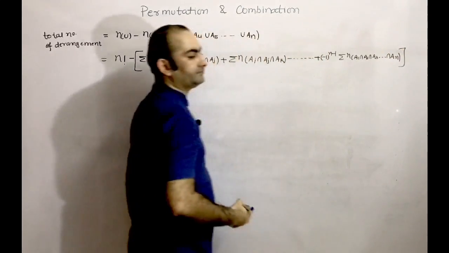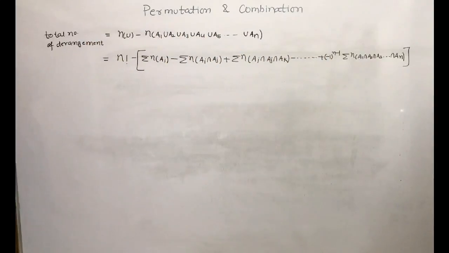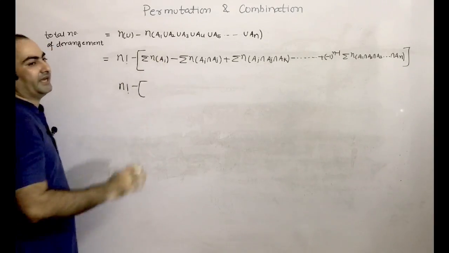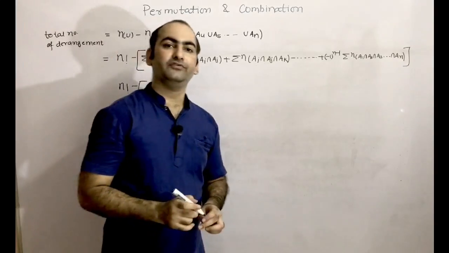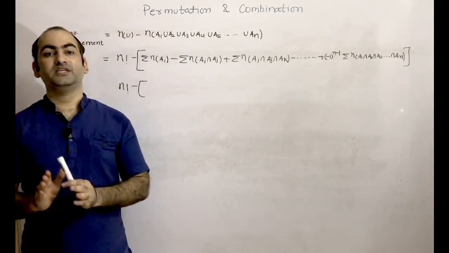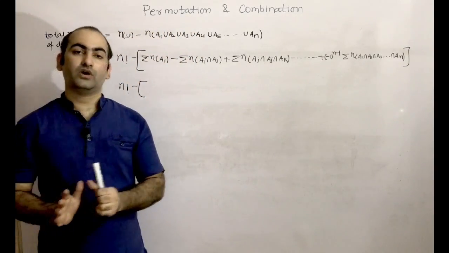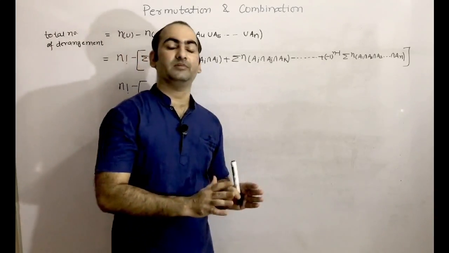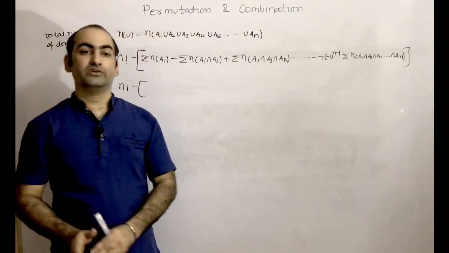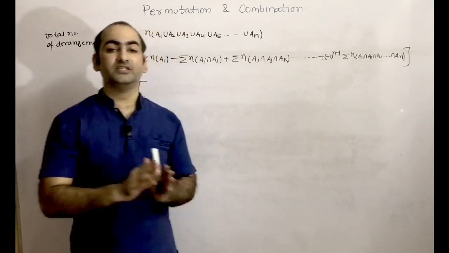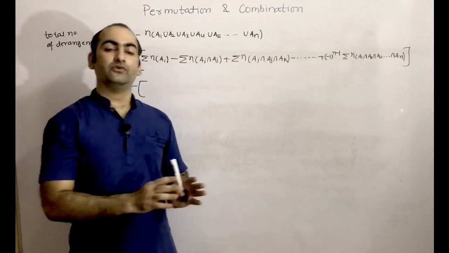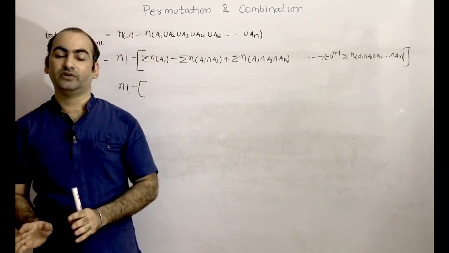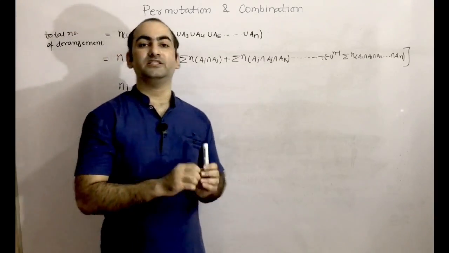This will come. So n factorial minus, in brackets, sigma n(Ai). What is n(Ai)? It is the total number of arrangements where one thing is going to the correct place. Out of n things, one thing is going to its correct place, which means the remaining n minus one things can be arranged in any number of ways. If something is going to the correct place, that is okay. If all things go to the correct place, that is also okay. If all go to the wrong place, that is also okay. So the remaining n minus one things we can arrange in any number of ways.